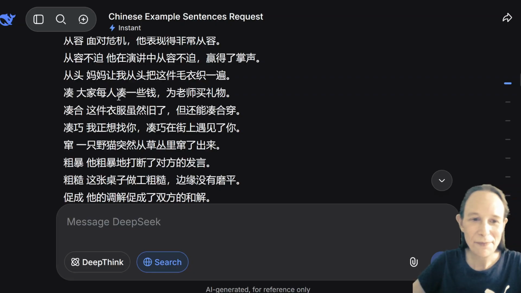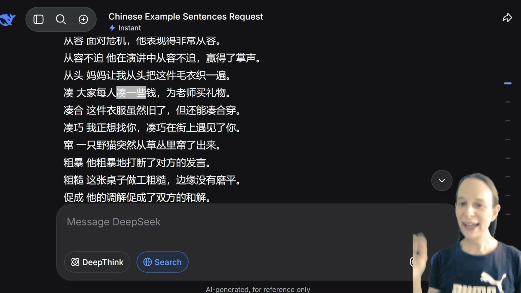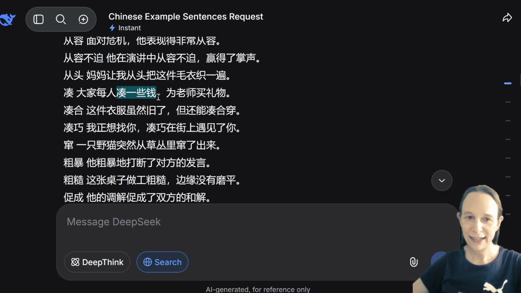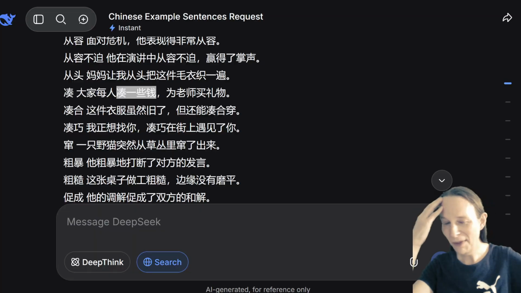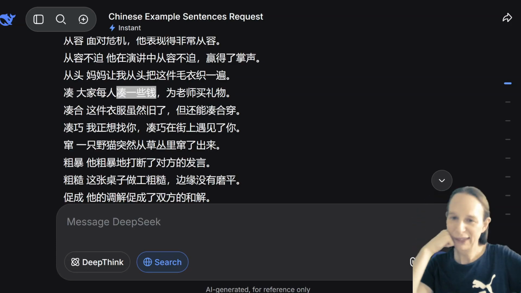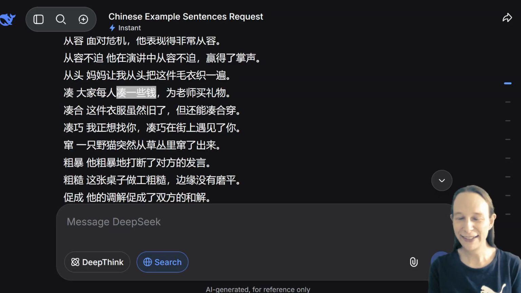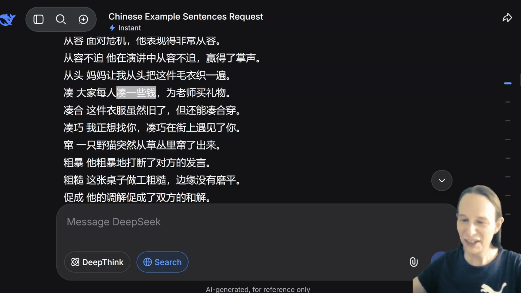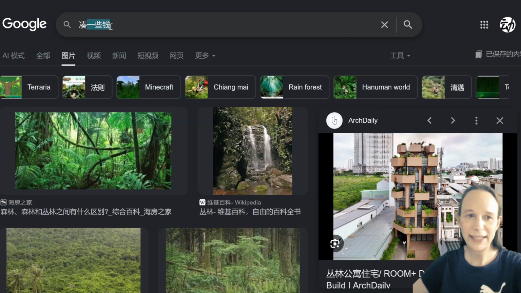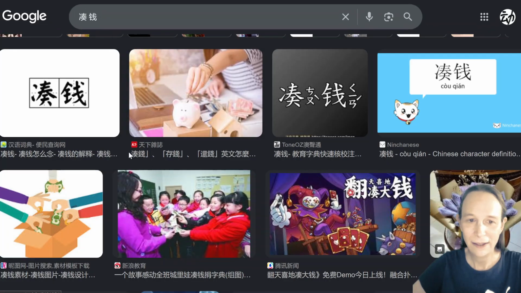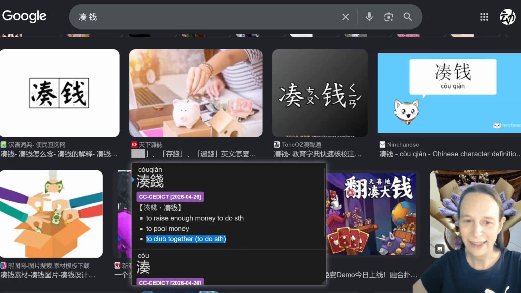大家每人凑一些钱，为老师买礼物. Okay, so they pulled together a little bit of money here and there and bought their teacher a present. In China, there's Teacher's Day, and the students might buy a present. In Australia, it's a bit iffy buying a teacher a present. Teachers are meant to refuse presents in Australia. It's considered bribery and so on. But here there's Teacher's Day and students do buy teachers presents. 凑钱, pooling money. You raise enough money, pool money, club together.